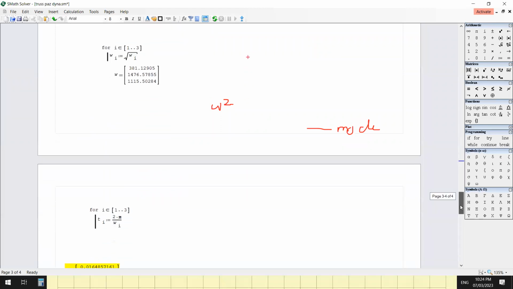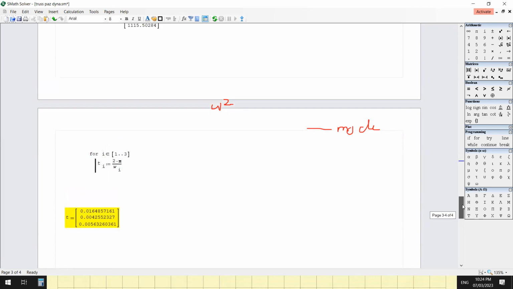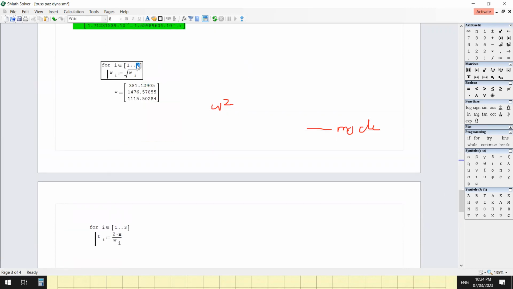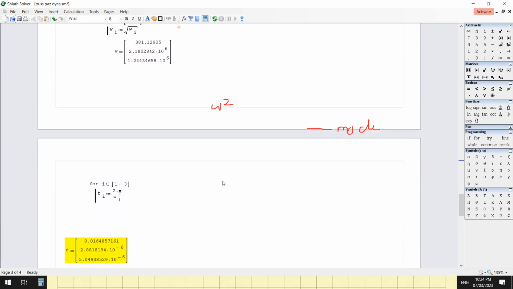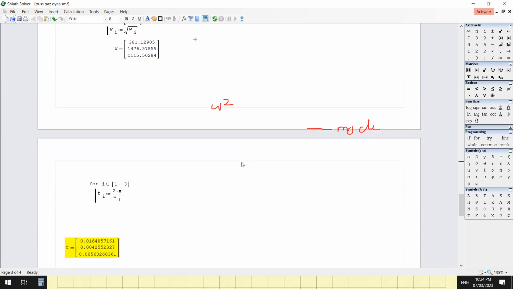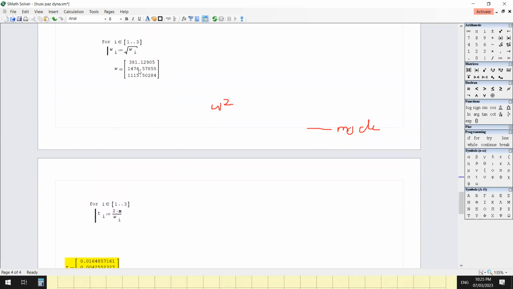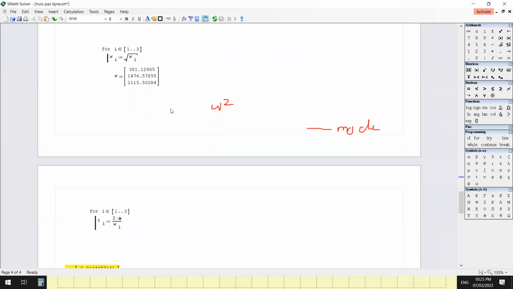So this is now our modal period: 0.016, 0.0381, 0.1476, 0.1115.